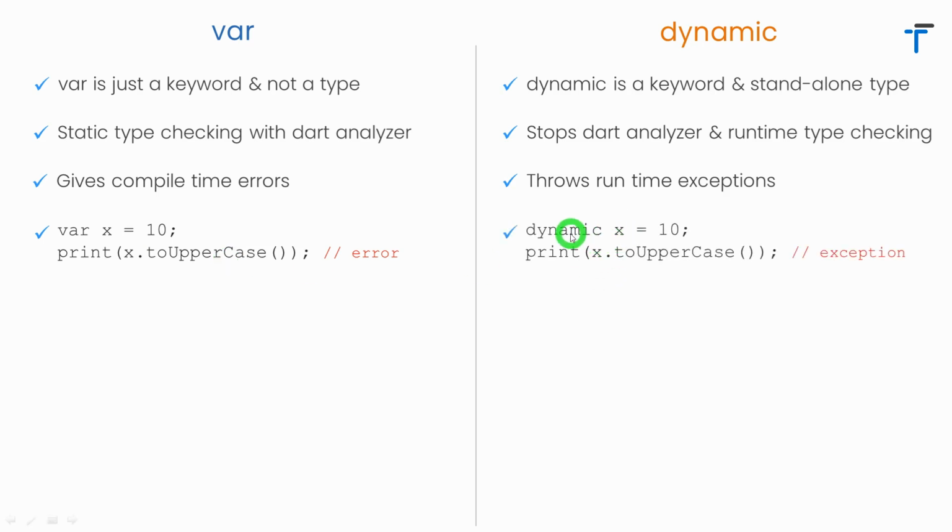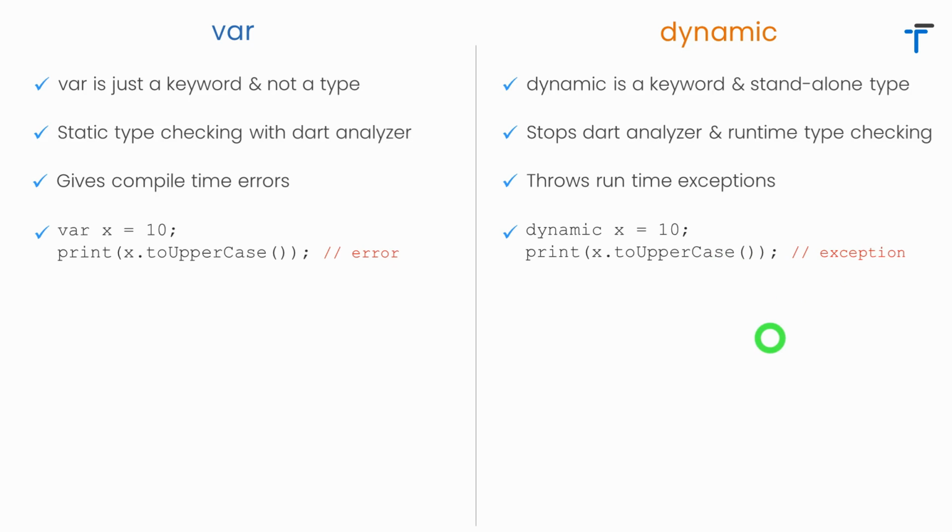On the other hand, if I have the same variable x with the dynamic keyword assigned the value 10, in this case also, x is a variable of type integer. When I write x dot toUpperCase, it's completely fine during compile time. That won't give me any compile time error just because my variable is made using dynamic. But when I run this program, I will get a runtime exception.